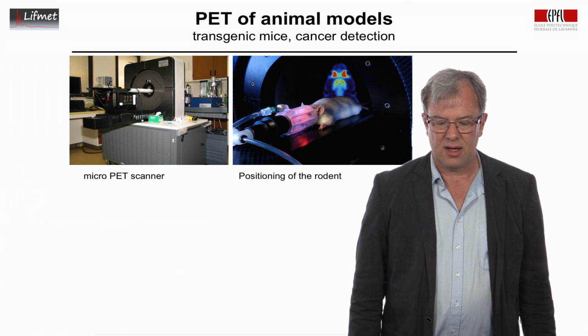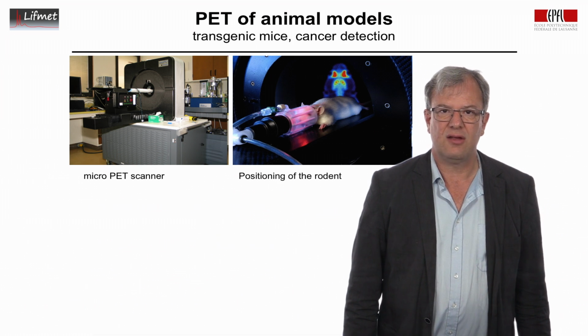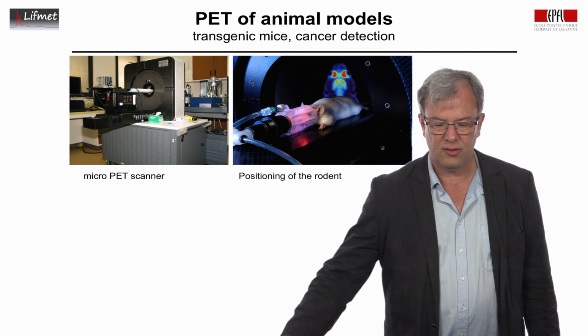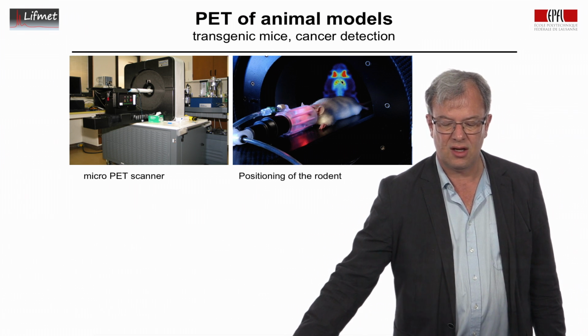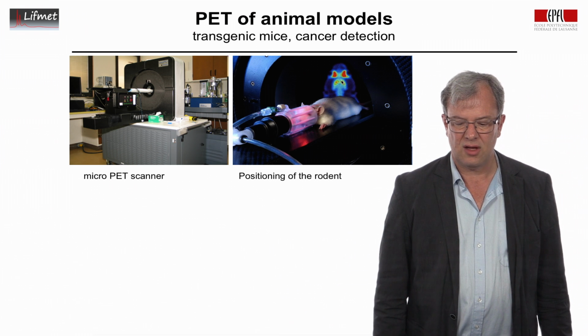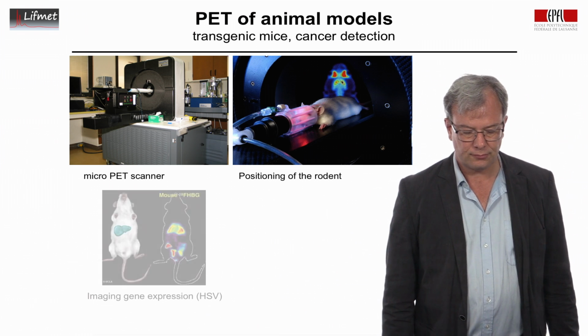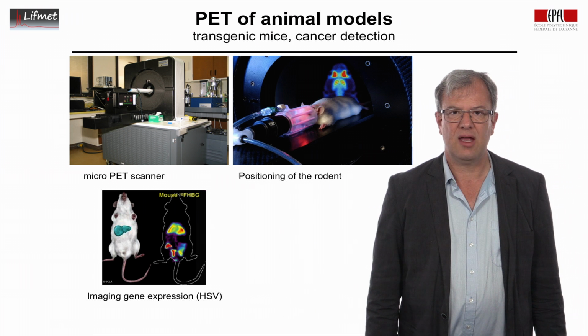Rodents, this is a rat here. They have to be anesthetized, otherwise they start moving around. So here's the opening of the scanner, the anesthesia mask, and here we can see a scan of the mouse brain. Here are some examples we have on the left.